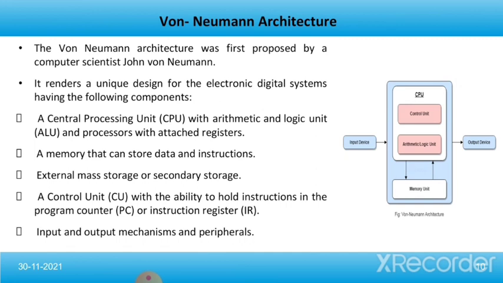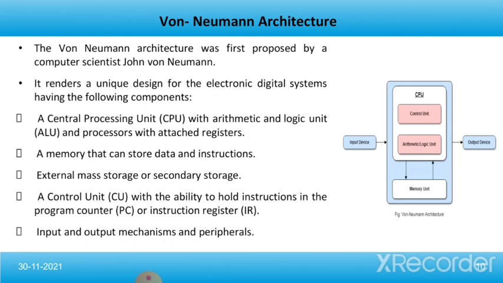Then there will be external mass storage or secondary storage. A control unit will be there with the ability to hold instructions in the program counter or instruction register. And lastly, input and output mechanisms and peripherals. So this is all about the Harvard and von Neumann architecture. There will be a question in your examination for 4 marks related to explain Harvard architecture or explain von Neumann architecture. The diagram will be of 2 marks and your explanation will be of 2 marks.